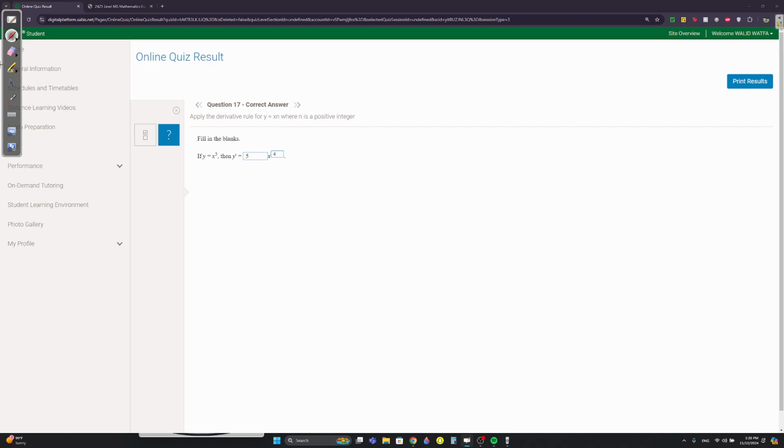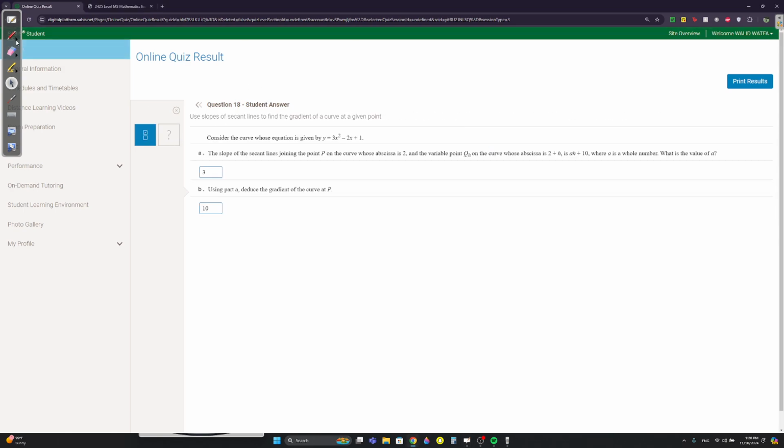If y equals x to the 5, then what's the derivative? The 5 goes down, becomes 5x, and you reduce the exponent 5 by 1, so it becomes 4: 5x to the 4. Okay, consider the curve with this equation. The slope of the secant joining P with abscissa 2 and the variable point Q with abscissa 2 plus h is ah plus 10. What is the value of a?